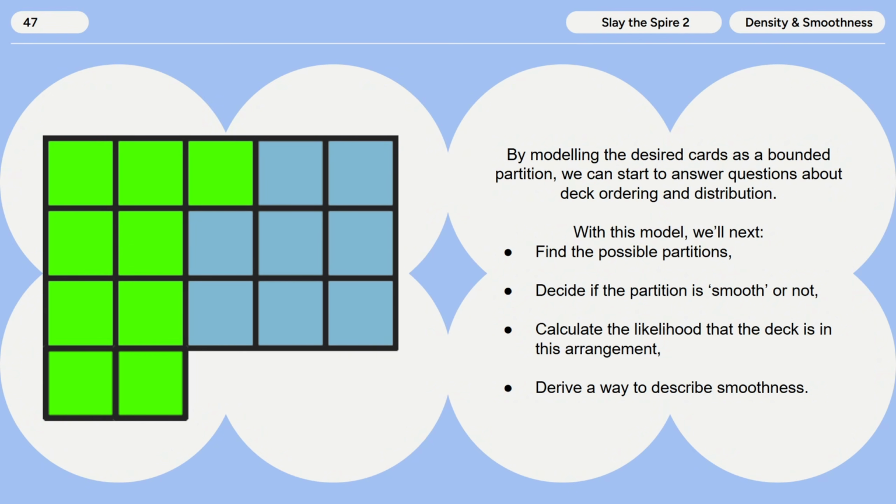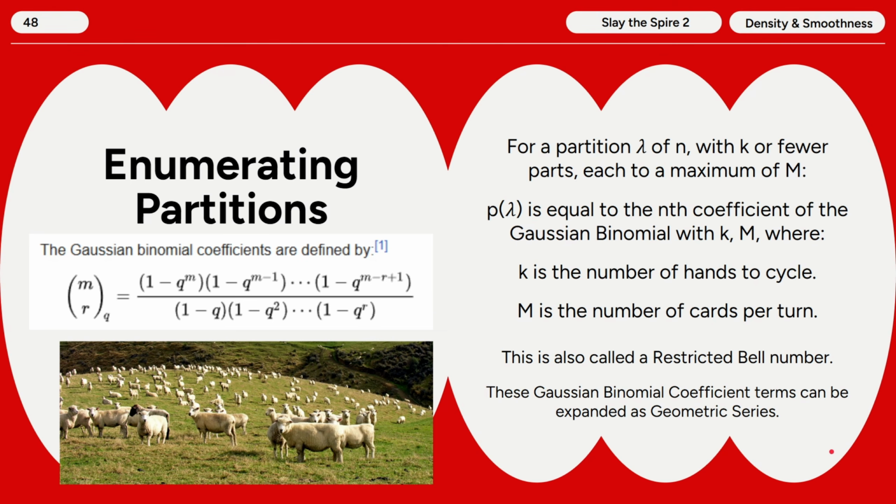Again, a hand being smooth or a deck arrangement being smooth is specific to its actual arrangement. But what we're going to do is look across all of those and look at aggregates. Let's start by enumerating partitions though.